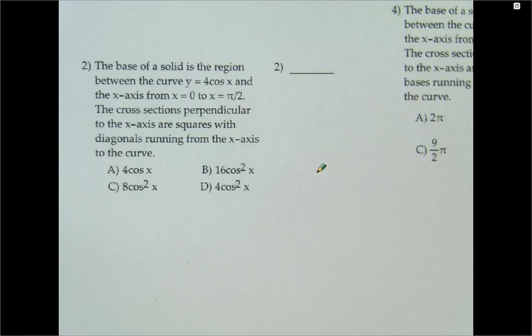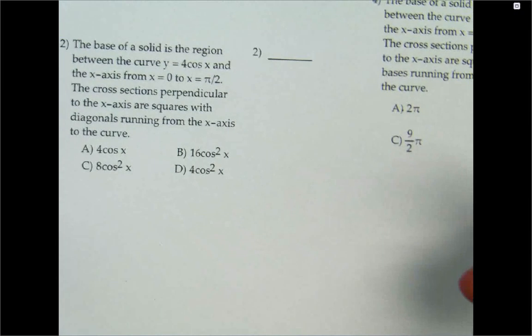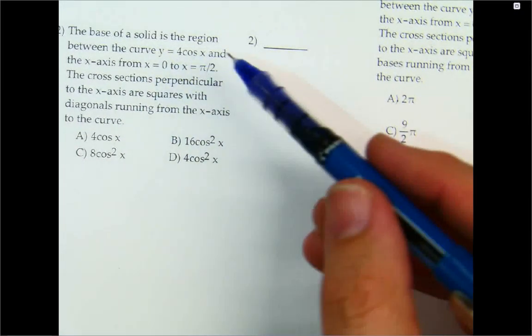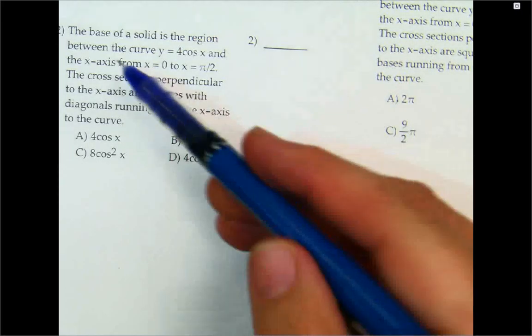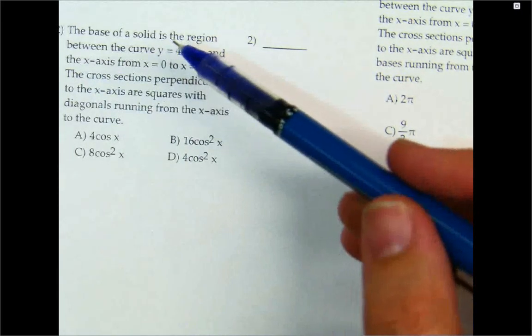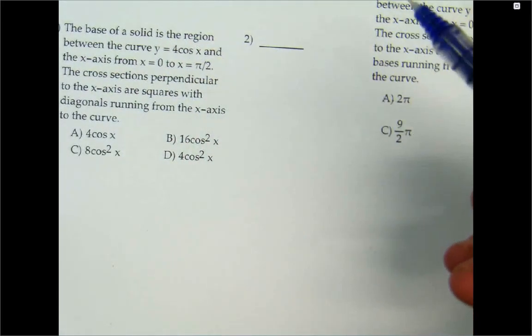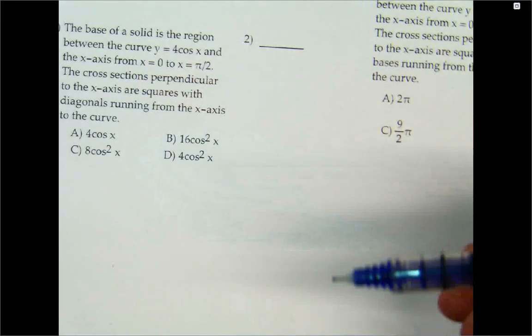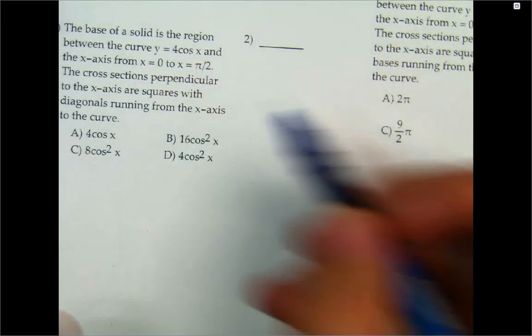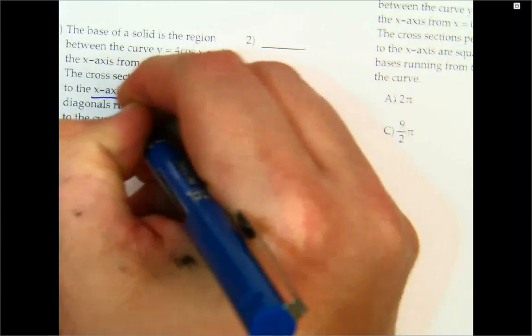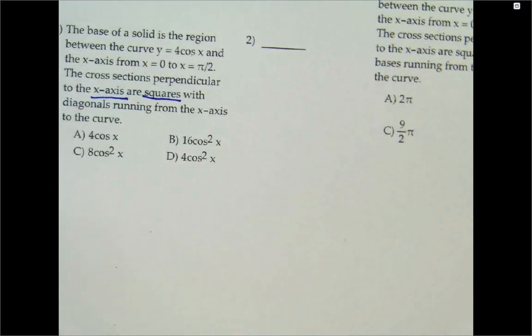Number 2, base of the solid region between the curve y equals 4 times cosine x and the x-axis from x equals 0 to x equals pi over 2. The cross sections perpendicular to the x-axis are squares. So we know we're perpendicular to the x-axis and we have squares, and the instructions say all we have to do is figure out the area.